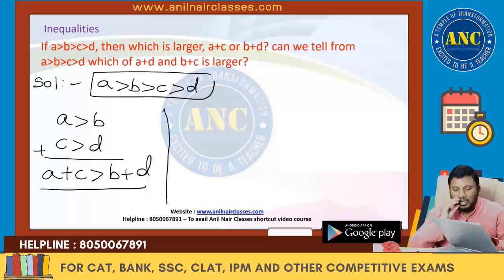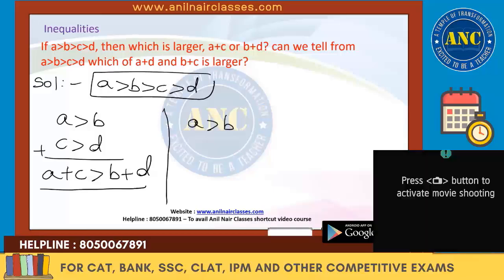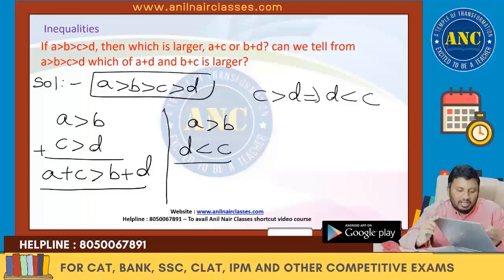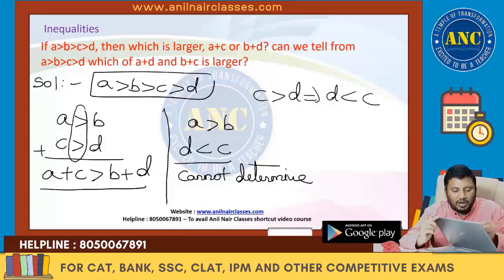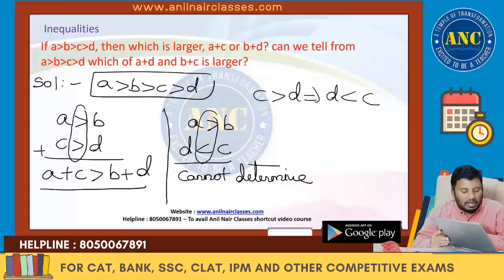D is out. Next one. A is greater than B. D and C, what is the relationship we require? A plus D. C is greater than D, that means D is less than C. So we cannot determine. Very simple. Cannot determine because D is less than C. You can add two with the same inequality, but one is greater than, another is less than. So I cannot determine the value.